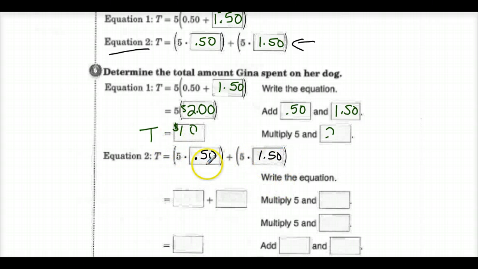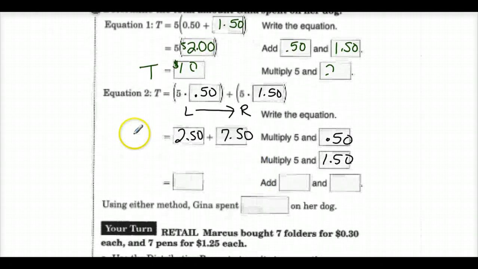Then what do we need to do? Well, let's do the most left grouping symbol. Remember, we work from left to right in order of operations. So we first do this grouping symbol, then this grouping symbol, and then we add them together at the very end. So 5 times 0.5, we're going to get 2.50. How do we get that? We multiply 5 and 0.5. 5 times 1.50, we're going to get 7.50. And so we have 2.50 plus 7.50, and if you add those together, you do in fact get that $10.